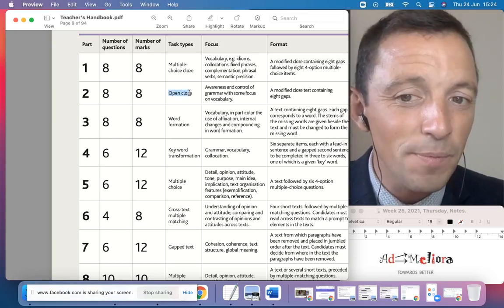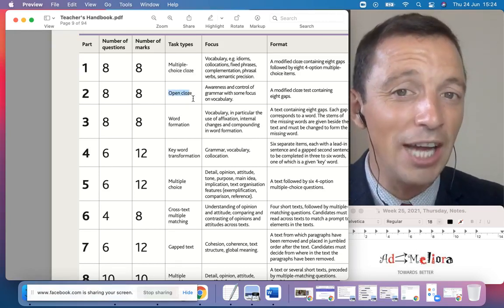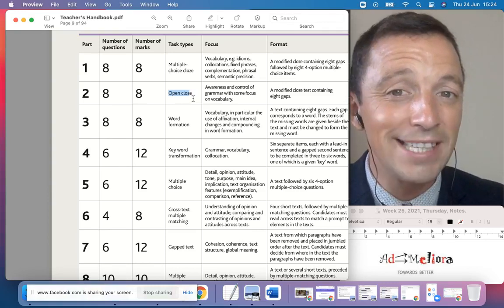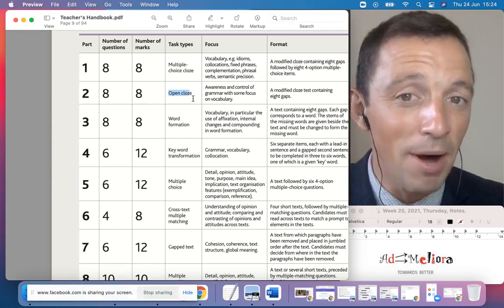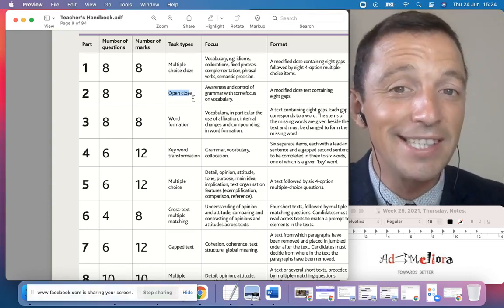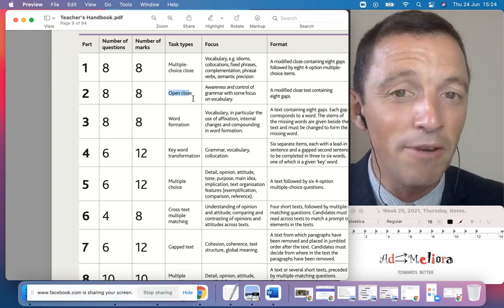Part 2, you have an article and you have spaces, but you need to select the correct word from your mind, from your memory. You need to select the appropriate word from your vocabulary.